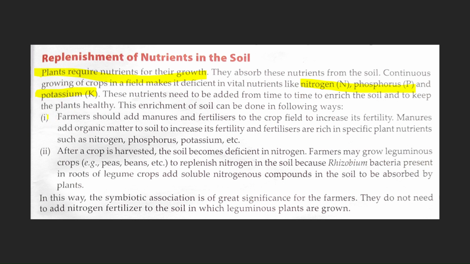We all know that farmers use fertilizers to increase the fertility. Manures add organic matter to soil to increase the fertility, and fertilizers are rich in specific plant nutrients such as nitrogen, phosphorus, potassium. So for any plant to grow, you need three things: nitrogen, phosphorus, and potassium. These are the three main things that any plant would need to grow.